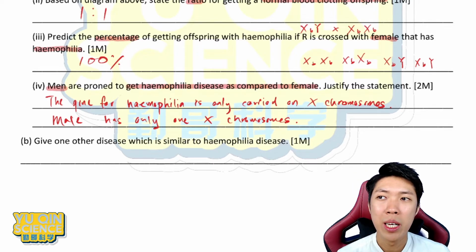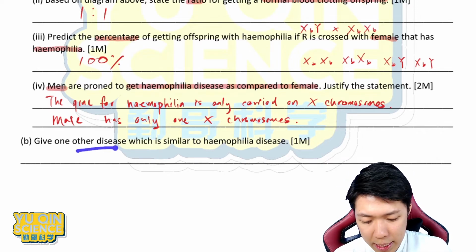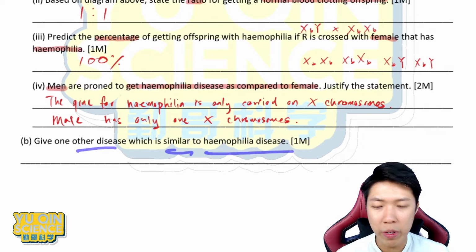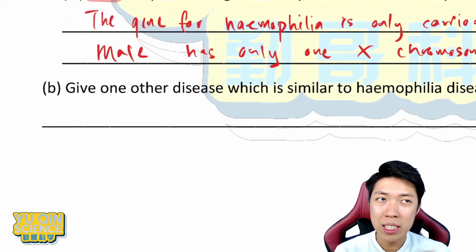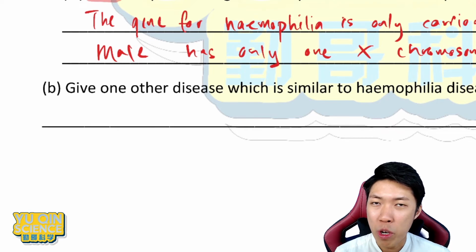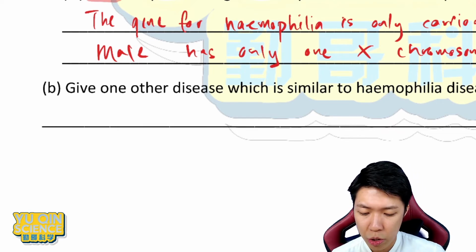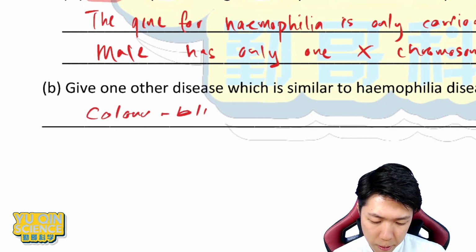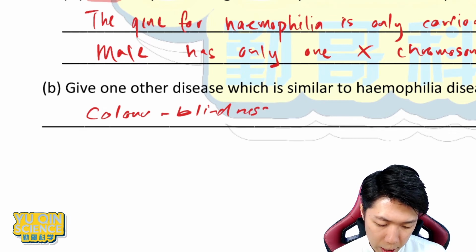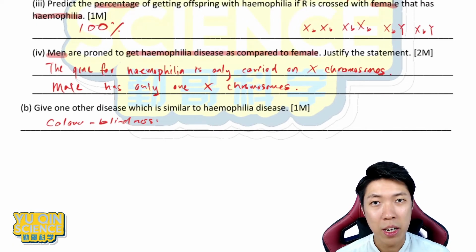So hence male has higher chances. Okay. Like the last one, give one other disease which is similar to hemophilia. Like I mentioned, you have only 2 in your topic right now that are sticking to the sex chromosome, or sex-linked diseases or sex-linked genes, right? So the other one will be color blindness. Okay, color blindness. Is that alright?